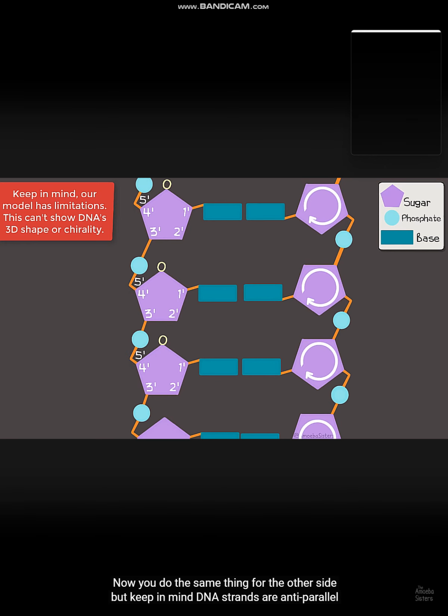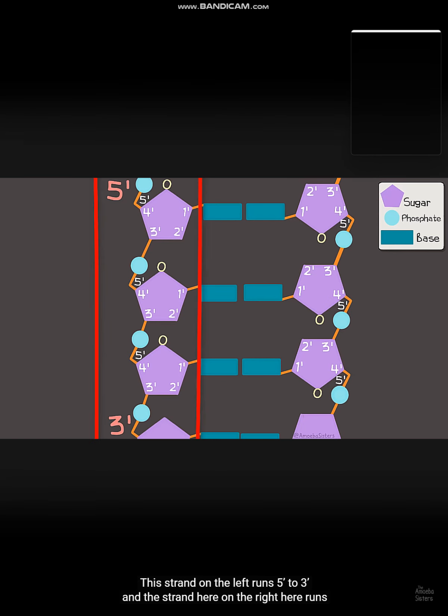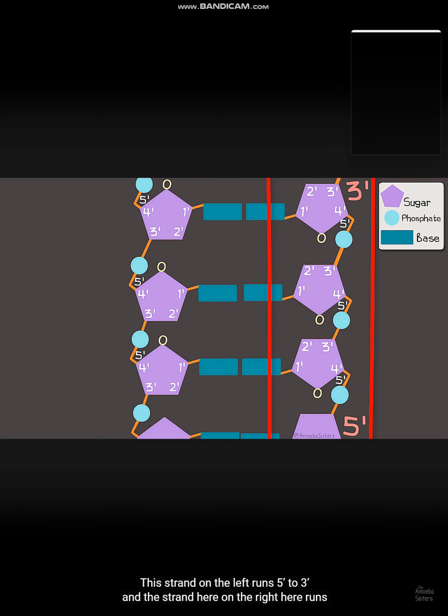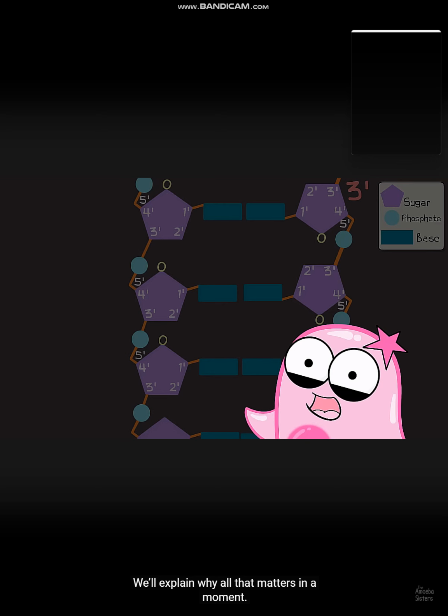Now, you do the same thing for the other side, but keep in mind DNA strands are anti-parallel to each other. So let's count these, again clockwise after the oxygen. 1', 2', 3', 4', 5'. And the 5' is out of this ring. This strand on the left runs 5' to 3', and the strand here on the right runs 3' to 5'. We'll explain why all that matters in a moment.